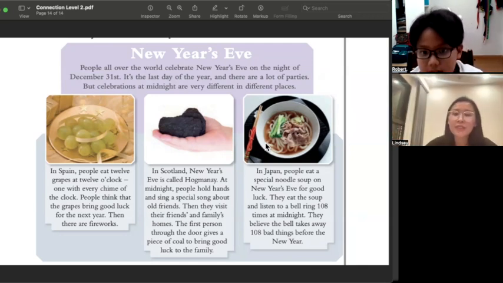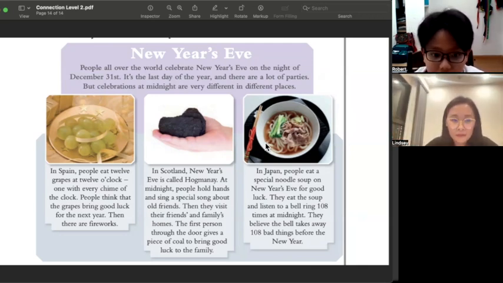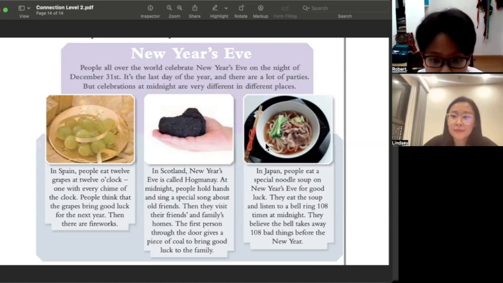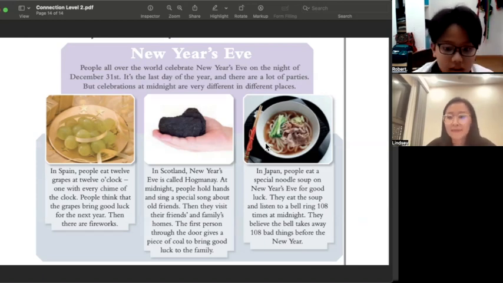All right, now you read "New Year's Eve" for me. New Year's Eve. People all over the world celebrate New Year's Eve on the night of December 31st. It's the last day of the year, and there are a lot of parties, but celebrations at midnight are very different in different places.